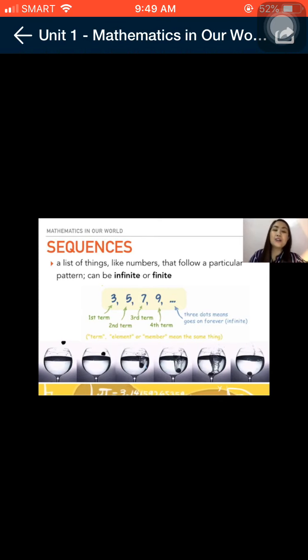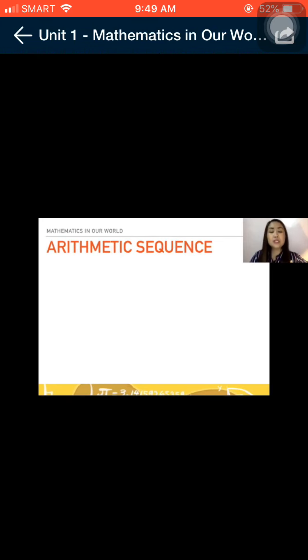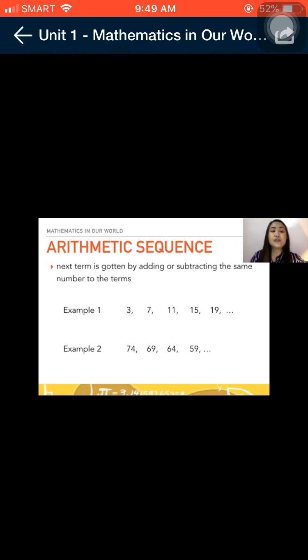Okay. Now there are different types of sequences. The main ones are, first, the arithmetic sequence. When we say arithmetic sequence, it means the next term is gotten by adding or subtracting the same number to the terms. For example, let's see these two. Okay, in example 1, we have 3, 7, 11, 15, 19. Okay, I'm going to give you a minute to think. What do you think is the pattern here?